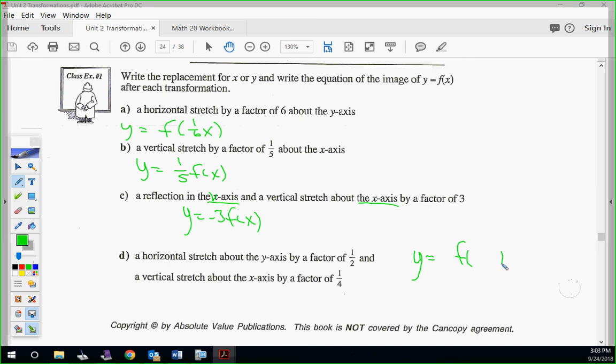All right, well, let's just take it one step at a time. What do we do with the horizontal stretch of 1/2? What would that mean? You would flip, and where would it go? Right, it would go inside, right? 2x. And then the 1/4 is the easy one. Goes out in front.